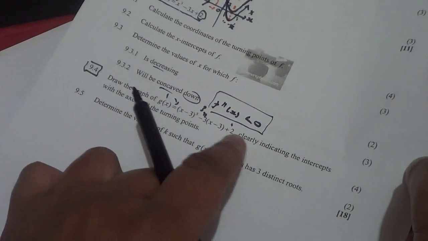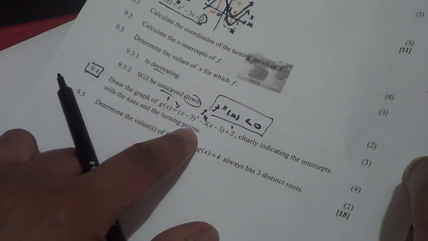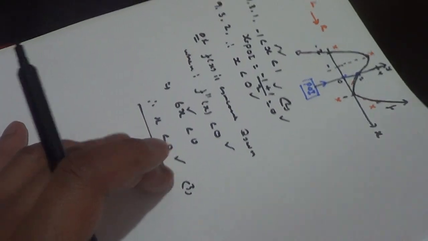All right. In the end, clearly indicating the intercepts with the axis and the turning points. Okay, not a problem. So you already know the sketch of this graph.